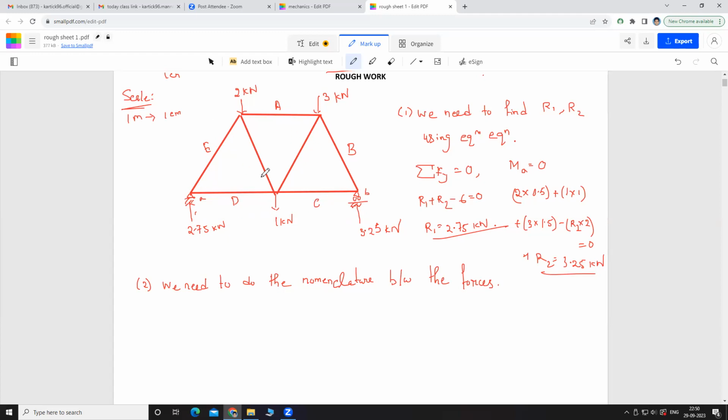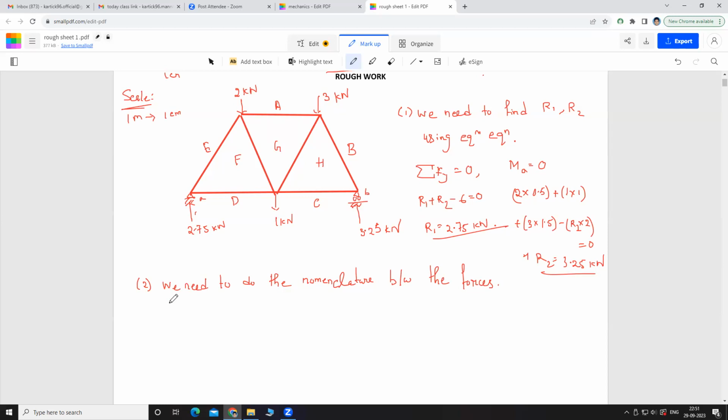Now we come inside. So inside we have total three sections. One, two, three. So we'll give name like this, F, G, H.